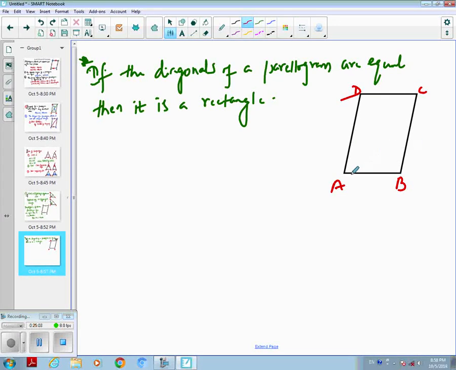Right. Now we are given that its diagonals are equal. Diagonal AC is equal to diagonal BD. Both these diagonals are equal. Now we have to prove that it is a rectangle. Now, to prove it as a rectangle, we take both these triangles. This triangle ABD, I'll mark it like this with a blue.